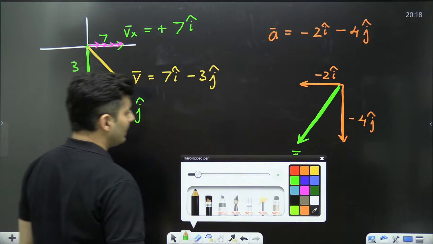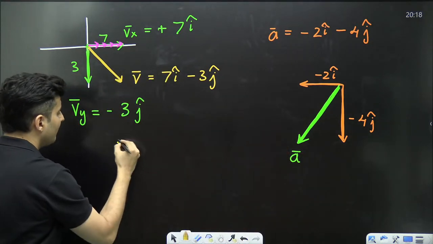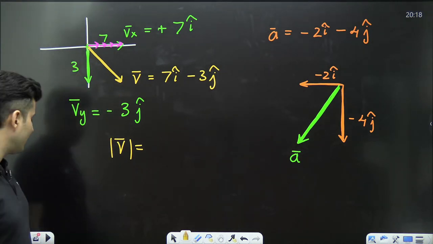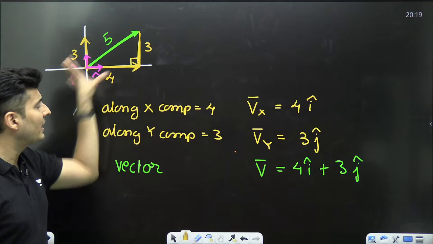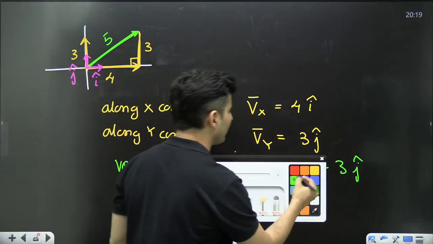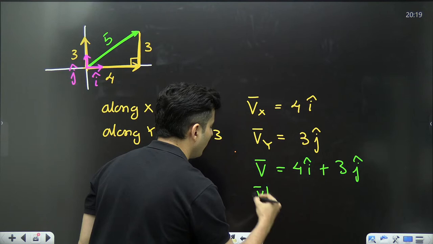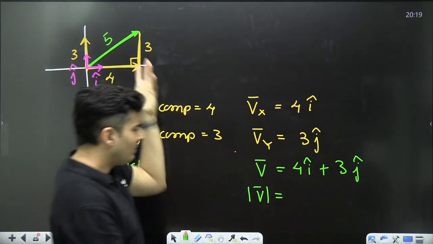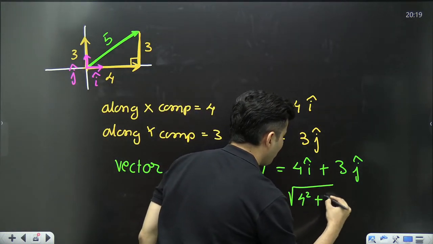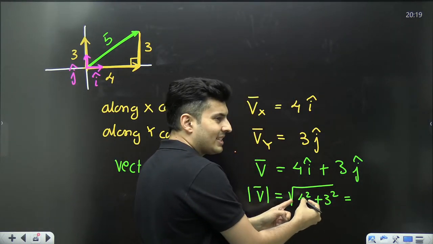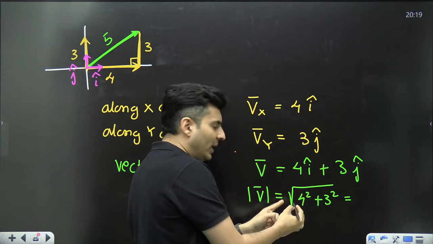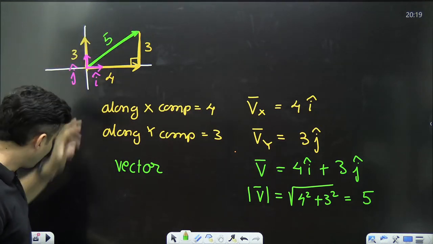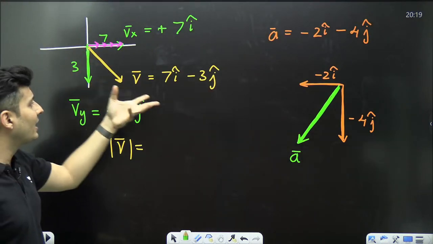Now I have an interesting question. What is V bar's modulus in this case? Just like if I ask you what is the magnitude in this case of this particular velocity vector V, you will be like, the length will be Pythagoras. 4 square plus 3 square. 4 square 16, 3 square 9, 9 plus 16, 25, root of 25 is just 5, which is the length of this, right? Same way, if I ask you what is this guy's length, again you'll use Pythagoras.